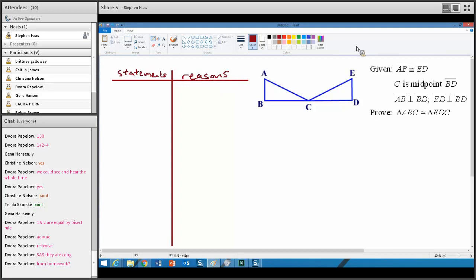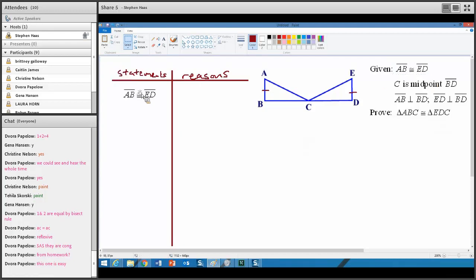We have two triangles here. We're given that AB is equal to ED. C is the midpoint of BD. And AB is perpendicular to BD, and ED is perpendicular to BD as well. Prove that the two triangles are congruent. So let's establish all of these to start with. And you know what? Rather than type them over, I'm going to copy this, put it over here, and I'll just do it to all of them.